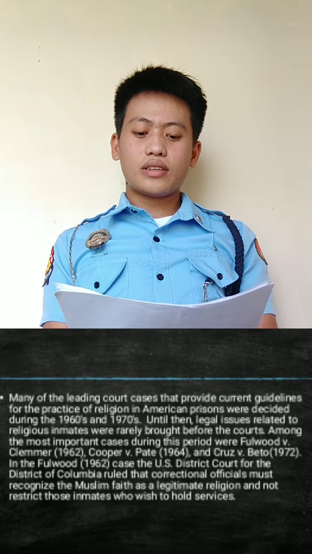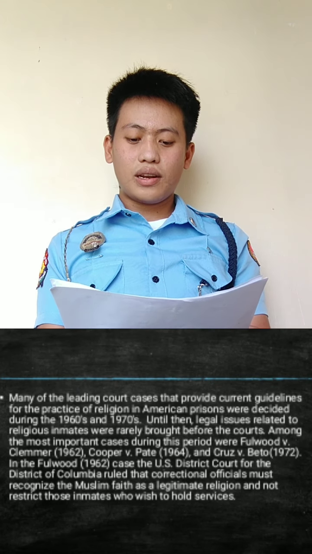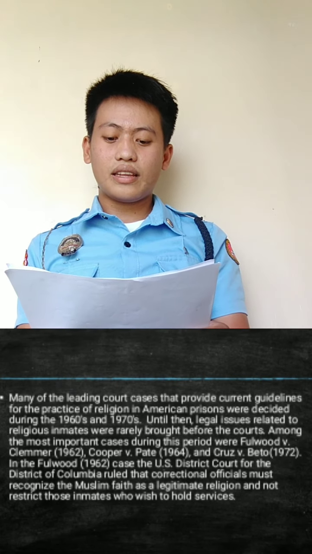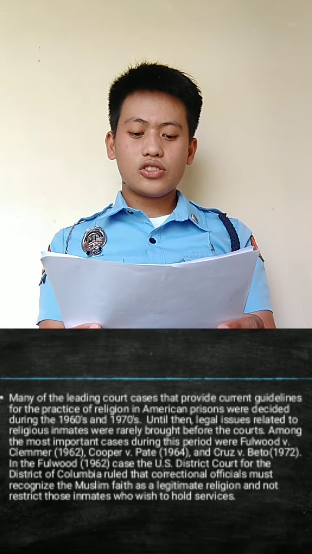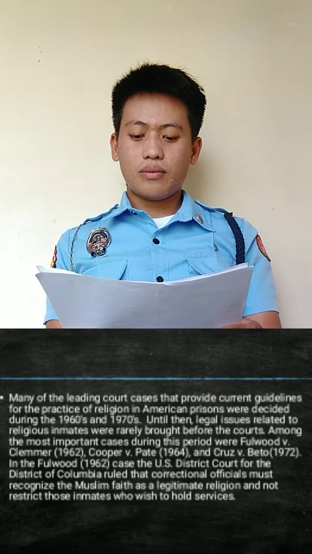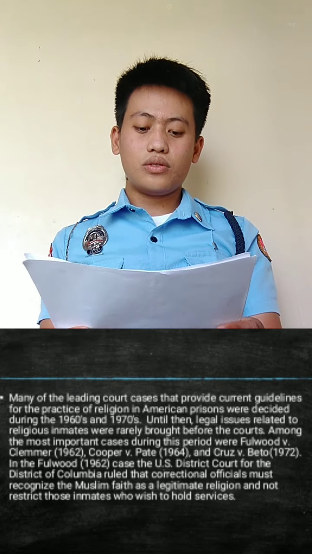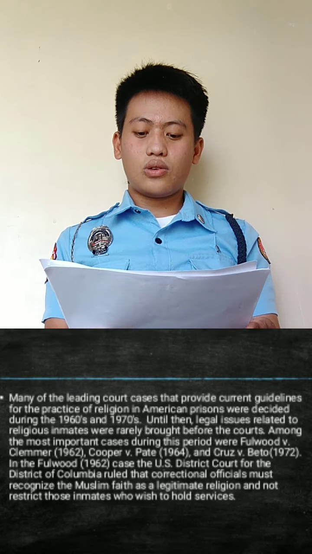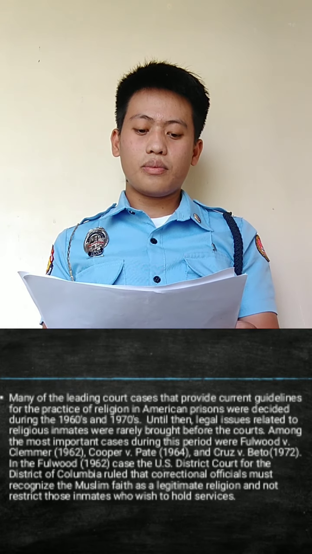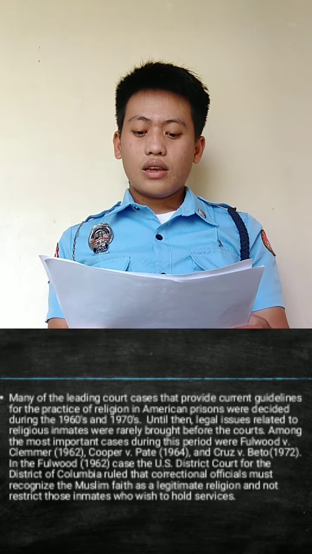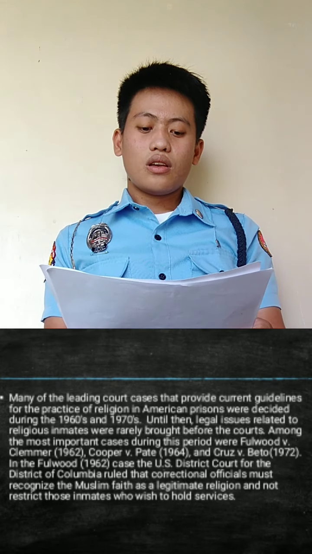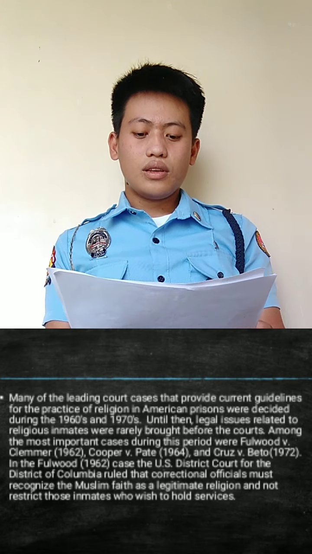Many of the leading court cases that provide current guidelines for the practice of religion in American prisons were decided during the 1960s and 1970s. Until then, legal issues related to religious inmates were rarely brought before the courts. Among the most important cases during the period were Fulwood v. Clemmer in 1962, Cooper v. Pate in 1964, and Cruz v. Beto in 1972.